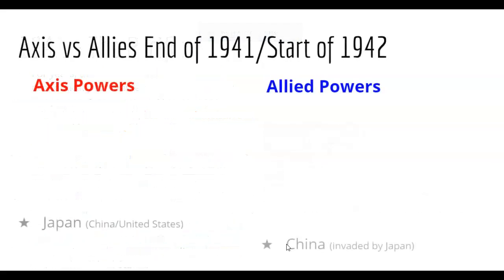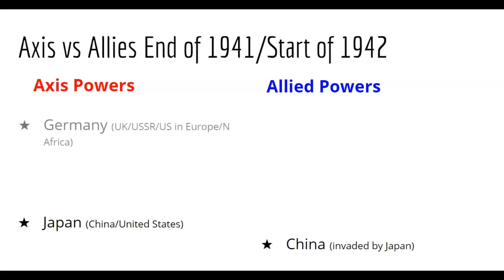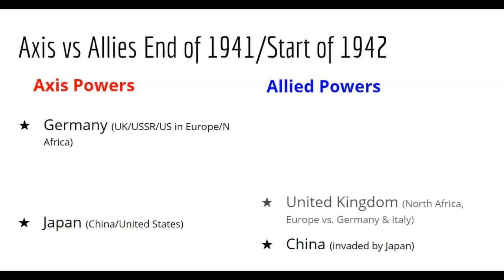So where that leaves us is now at the end of 1941, you have the Allies and the Axis powers, just like the game. You have major powers on the Axis side, being Germany. They're at war with the UK, the USSR, and now the US in Europe and in North Africa. Italy is at war with the UK in North Africa and providing support to Germany in Eastern Europe. And Japan is now fighting in China and now against the United States.